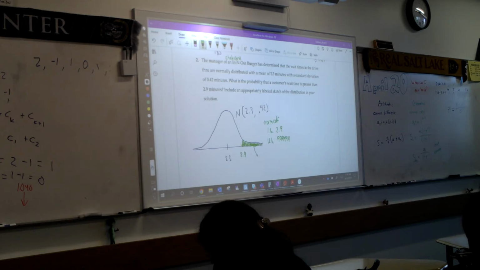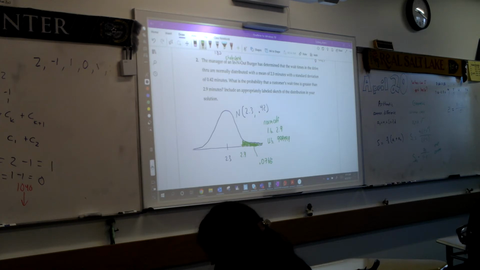And what did you get that area was? What is the probability of randomly selecting a wait time greater than 2.9? 0.0766 or almost 7.66%. What do you guys think? Does that match what you came up with? Awesome. That's how you do norm CDF.